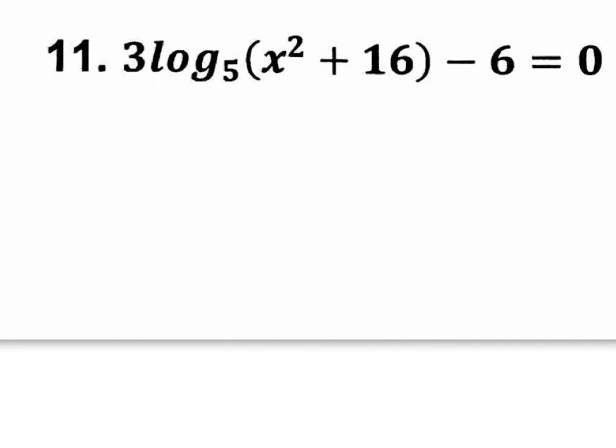This is the third video, jumping to number 11. So, you want to get rid of the log. However, you need to isolate the log first before you get rid of it, right? Now, you might be thinking to apply properties, but the truth is, you have a -6 here. You could easily get rid of that -6 by adding 6. So, we're going to have a new equation.